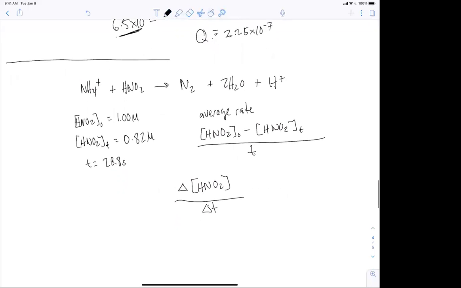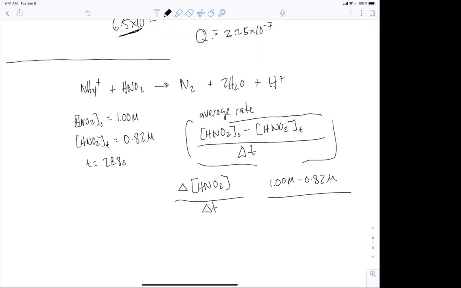So you're just calculating that out. If you expand that expression, it looks maybe something like this. You take 1.00 molar minus 0.82 molar, and divide that by 28.8 seconds. So it's initial minus final. I think that's the tricky thing, is initial minus final.